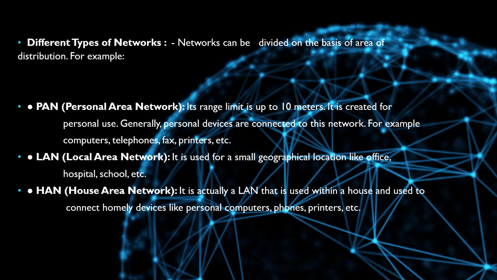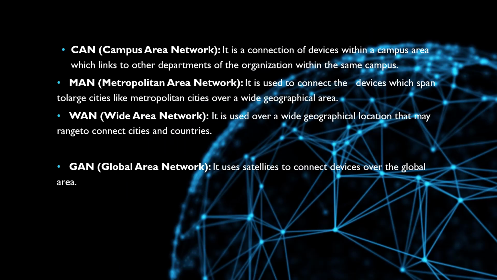The next is local area network. It is used in offices, schools, or small organizations. The next is home area network. It is used for a few devices like personal computers, phones, printers, etc. Next is campus area network. It is distributed in an organization or the campus.